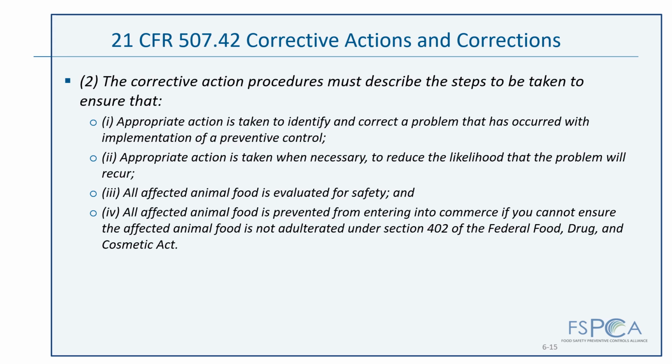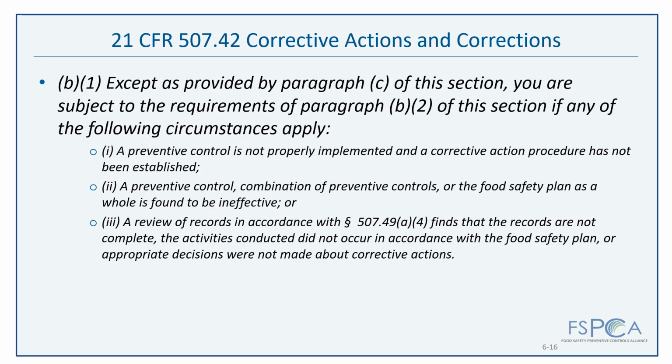I kind of like to summarize them as 1, identify and correct the problem, 2, reduce the likelihood of it reoccurring, 3, evaluate all affected food, and 4, prevent it from entering commerce. Okay? How do I know when I actually do need to implement this corrective action procedure?